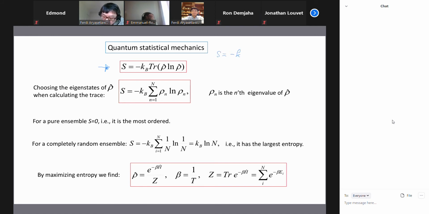We insert a complete set of states, or call it n here. Then we just replace rho with the eigenvalues of the density operator corresponding to chi n. So then we just get it like this.